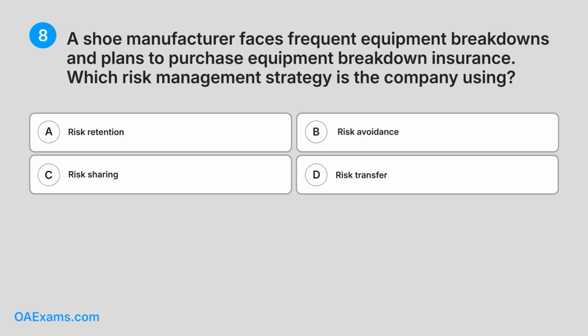8. A shoe manufacturer faces frequent equipment breakdowns and plans to purchase equipment breakdown insurance. Which risk management strategy is the company using? A. Risk retention. B. Risk avoidance. C. Risk sharing. D. Risk transfer. What do you think is the answer?